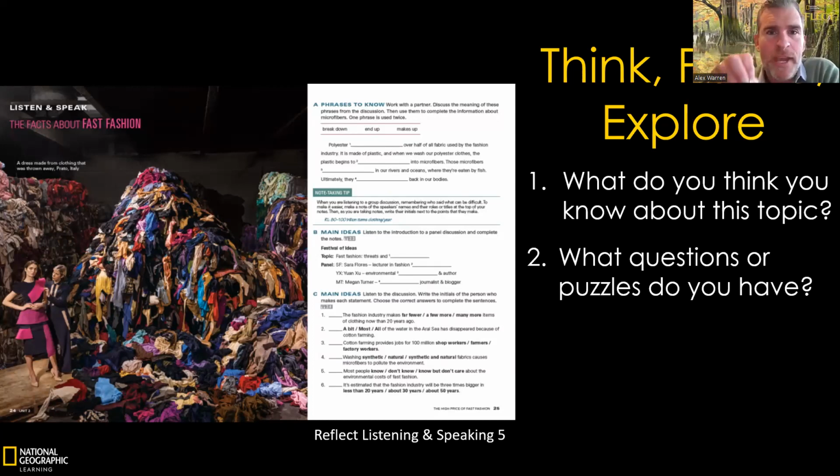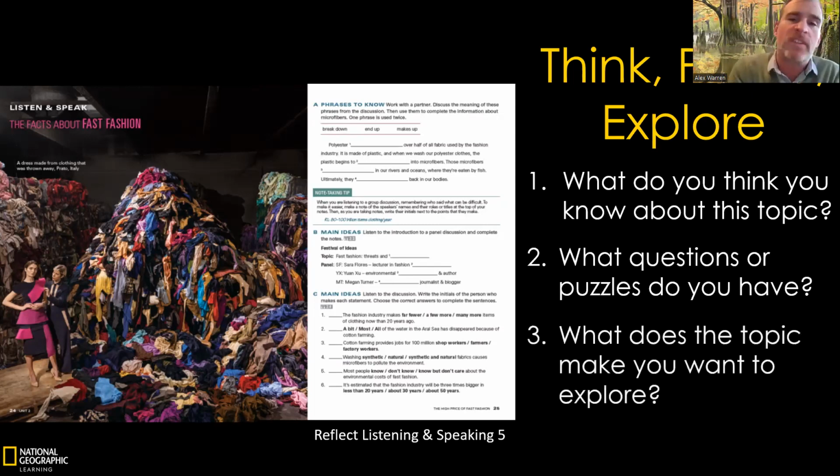And what this does, it creates a purpose for reading or a purpose for viewing or listening that is personal to the students. It's not just about answering comprehension questions. It's about answering questions that you have as an individual. So it is quite a good differentiation task from that perspective. And then, of course, once we've done the reading, watch the video, we come back to it and talk about what does it make us want to explore? What do we want to know more about, for example?